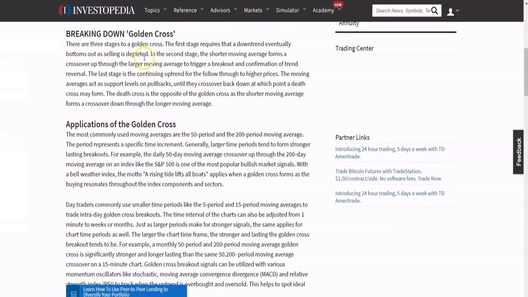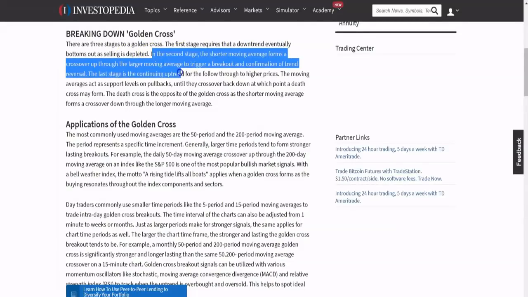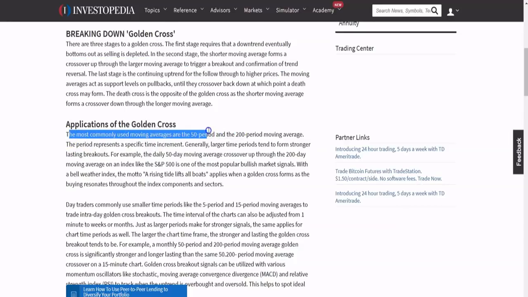And then there are three stages to a golden cross. The first stage requires that a downtrend eventually bottoms out as the selling is depleted. In the second stage, a shorter moving average forms and crosses up over the larger moving average to trigger a breakout and confirmation of trend reversal. The last stage is the continuing uptrend for the follow-through to higher prices. And the most commonly used moving averages are, again, the 50-day period and the 200-day moving period.